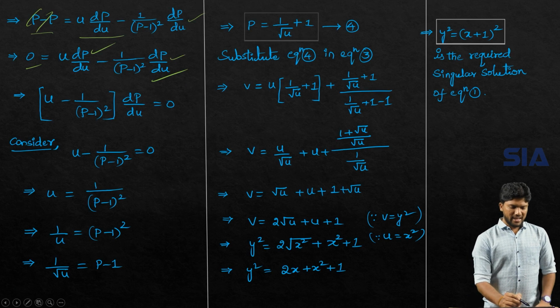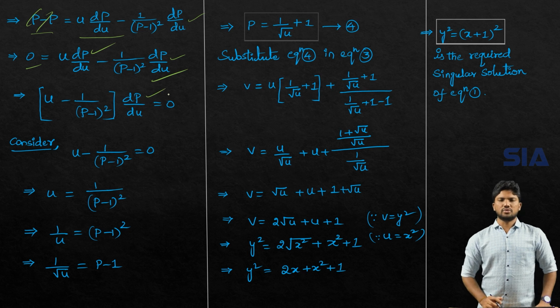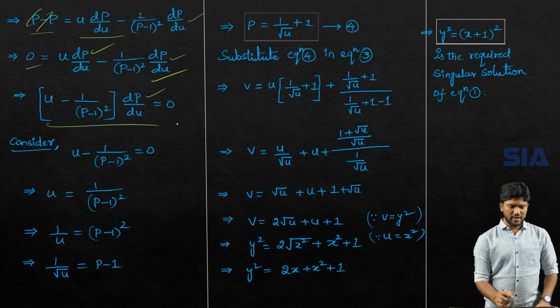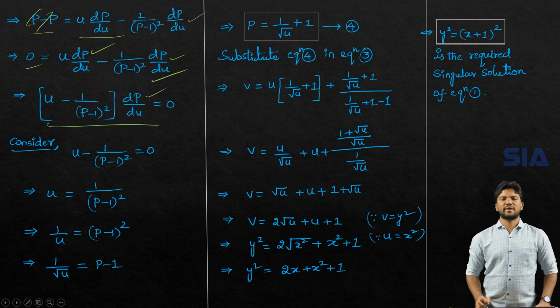Okay, so now take dp by du common from the two terms in RHS. So therefore, I am writing in this format: u minus 1 by p minus 1 whole square, into dp by du is equal to 0.